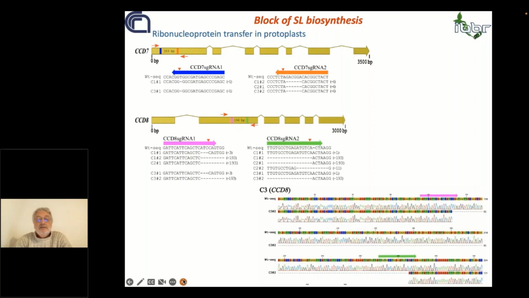And the different guides have different efficiency. In most cases, they induced short deletions or insertions at the site, but in some cases there were also long deletions, as you can see here as an example in the CCD8 gene, where we expected 193-194 nucleotides between the 2 guide RNA sites.